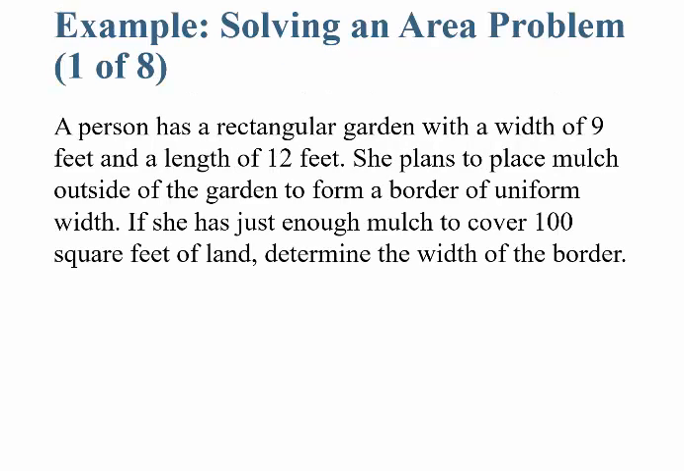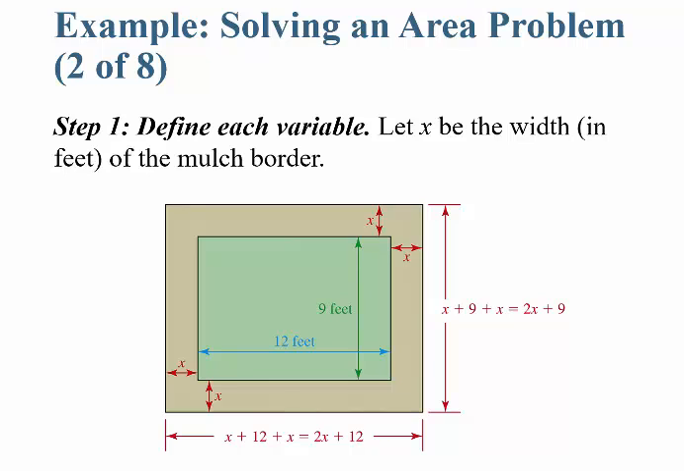All right, so a person has a rectangular garden with a width of 9 feet and a length of 12 feet. She plans to place mulch outside the garden to form a border of uniform width. If she has just enough mulch to cover 100 square feet of land, let's determine the width of the border. All right, so basically this is what's going on.